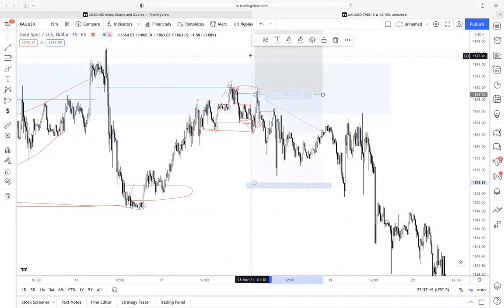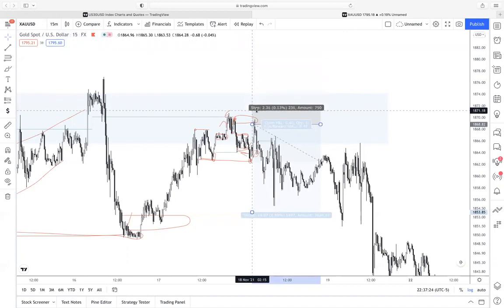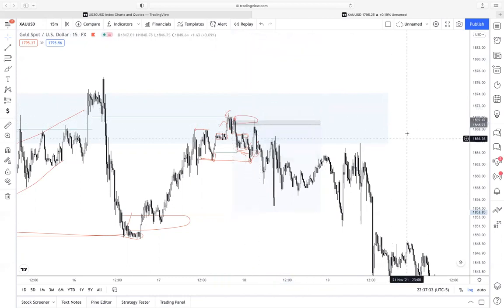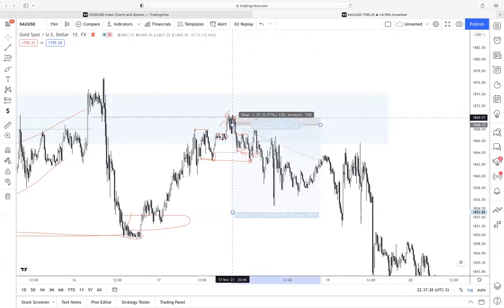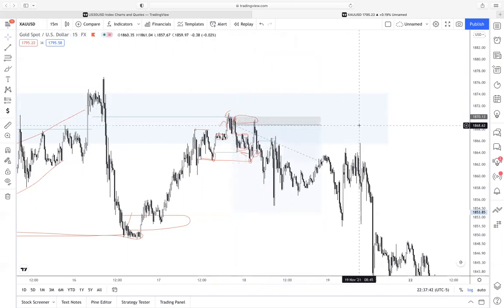This would have been my personal entry at London because of the power of timing and price and knowing how the Asian session works. So again, my entry would be off the block, and my stop would be right above it. Sorry, that's not the high of the wick. The wick comes in right there. So my entry would have been 1868. My stop would have been 1870.